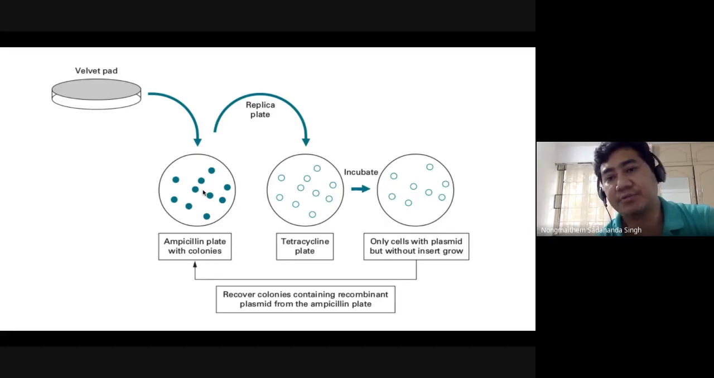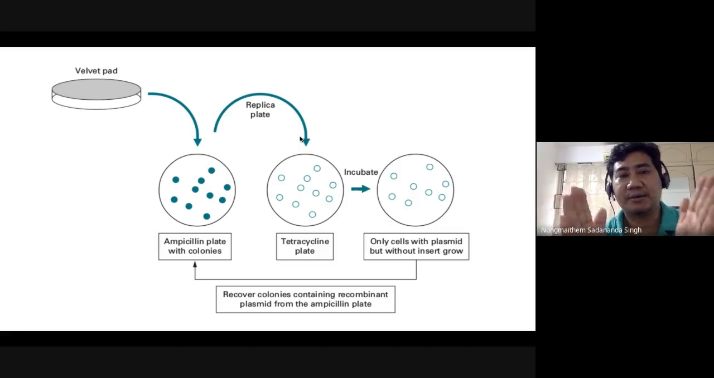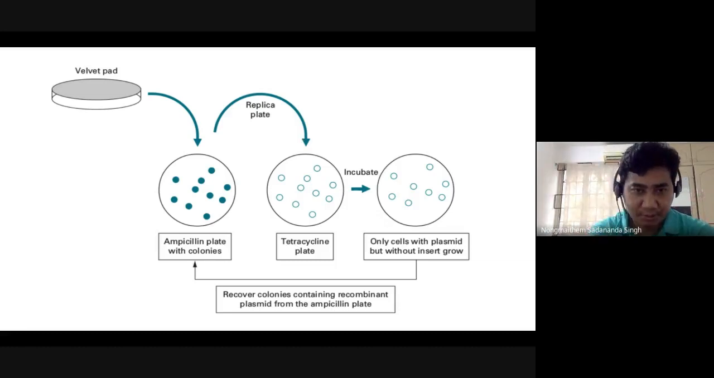Now you want to check which cells have inserts or not. That you can do by replica plating. What I mean is that you put a paper and press it down, just like a printing press, so that you get a replica of the colonies on the plate. You press the paper, take it out, and put it onto a fresh plate which contains tetracycline. When you press again, you get a carbon copy or replica of the colonies. Once it is replica plated, you let it grow, incubate it.